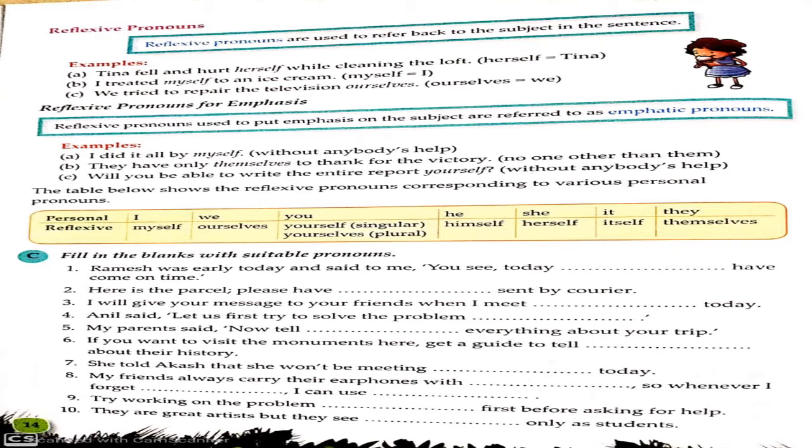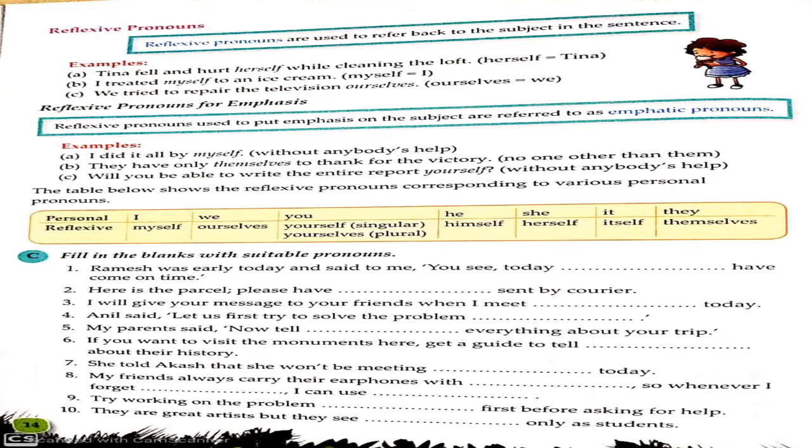Same way, I treated myself to an ice cream. So here the subject is I, and which other word is referring back to the subject? It is myself. Then next, we tried to repair the television ourselves. So which is the subject here? We. And try to find a word which is trying to refer to the subject. It is ourselves. So reflexive pronouns are used to refer back to the subjects in the sentences.